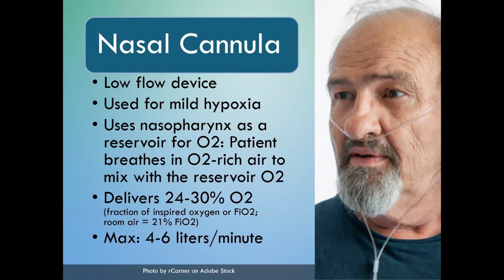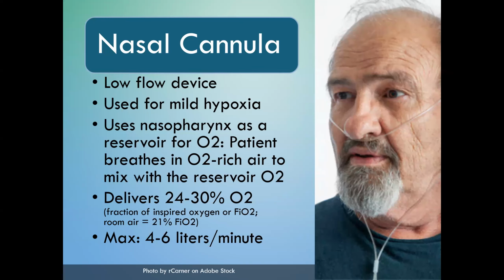So we're going to start with the one that I'm confident that all of you have at least seen. This is the nasal cannula. This is a low flow device that's used for people with mild hypoxia. It uses the nasopharynx as a reservoir for oxygen. The patient breathes in oxygen-rich air. It mixes with the reservoir air and it enriches the overall oxygen content.